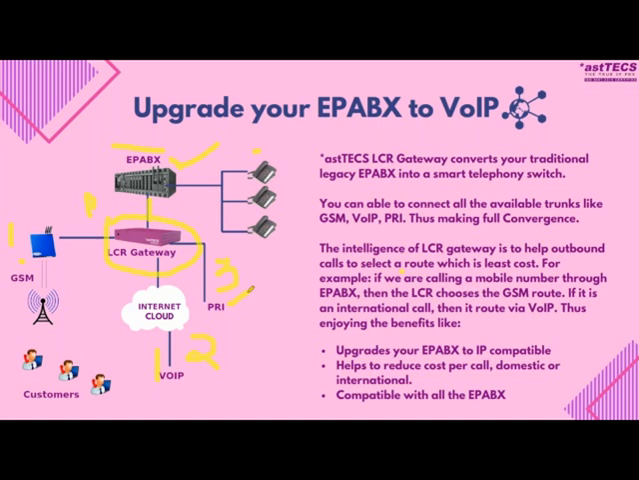Okay, this point is clear. So what we are saying is that we can make any existing IPABX compatible. Only one criterion is that the existing PBX should have PRI compatibility. If you have a PRI, then we can connect an LCR gateway. Then you can have a multiple range of trunk lines from GSM, from VoIP to PRI, and choose which one is cost effective. For example, an employee is making a call and it's an international number, automatically the PBX will take the VoIP route.